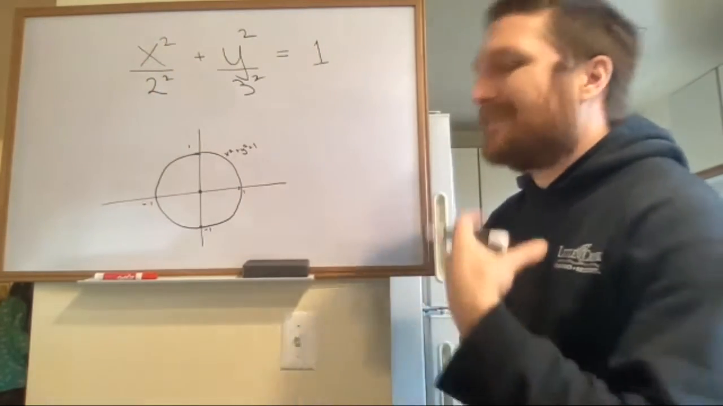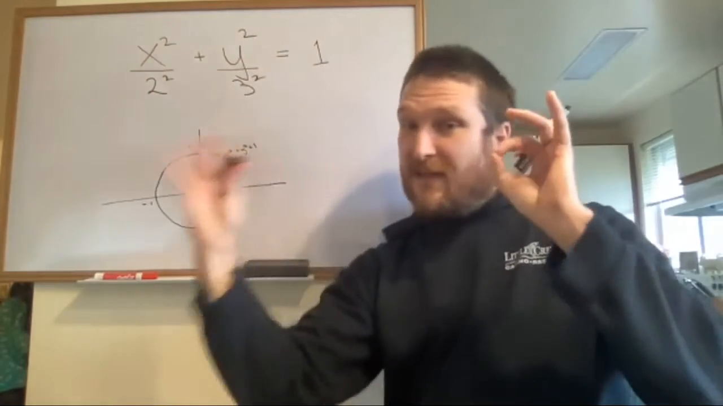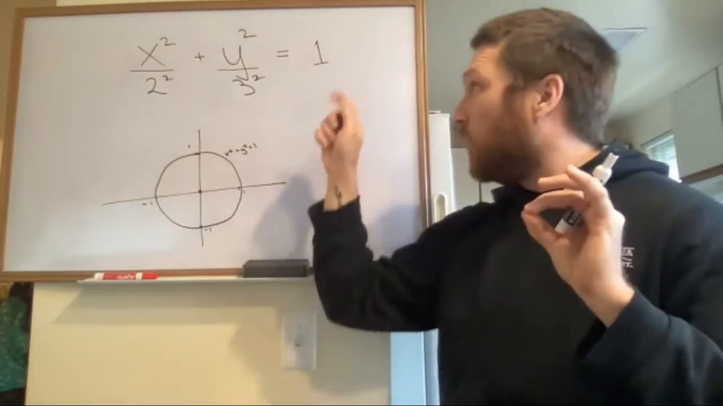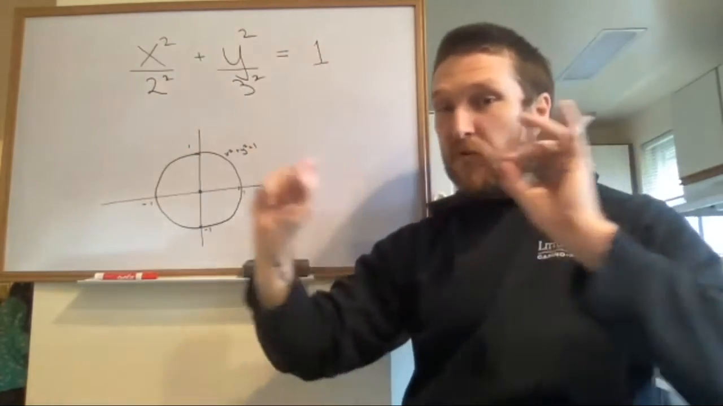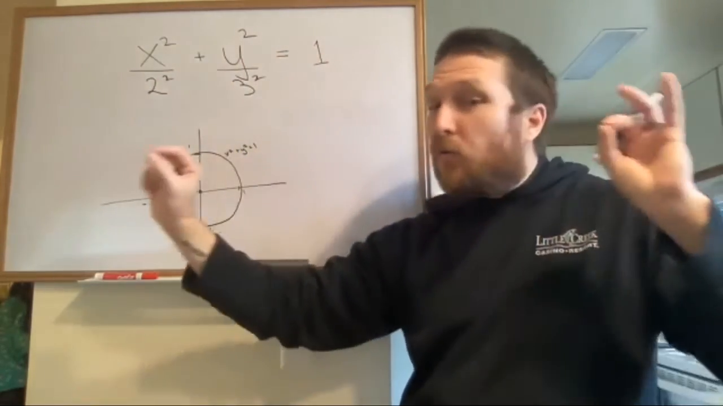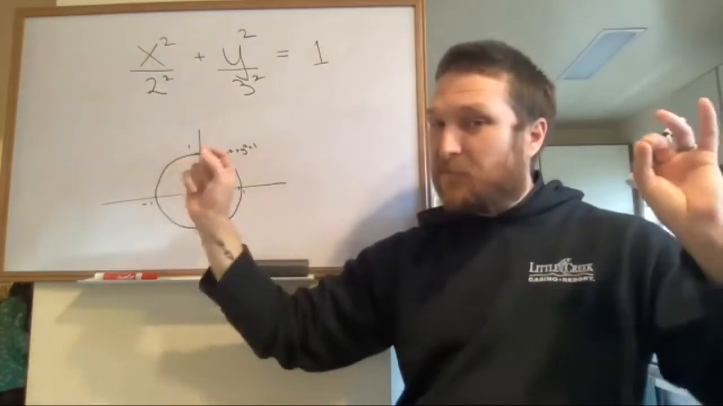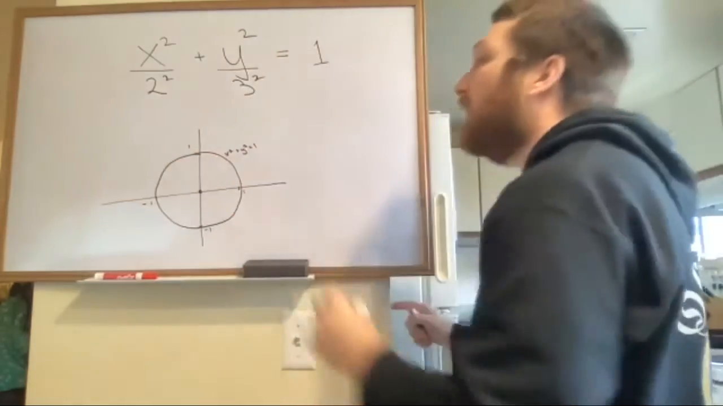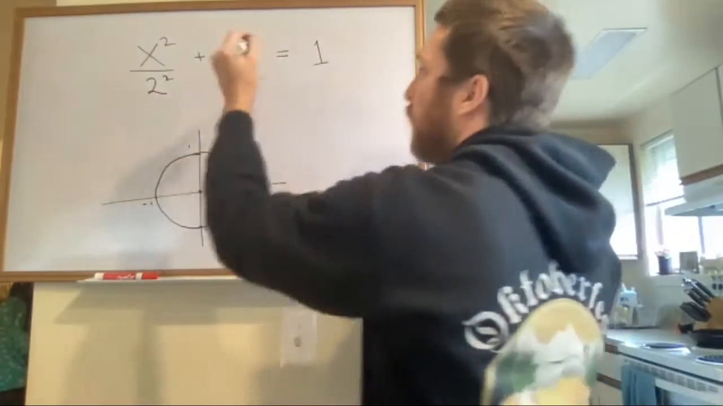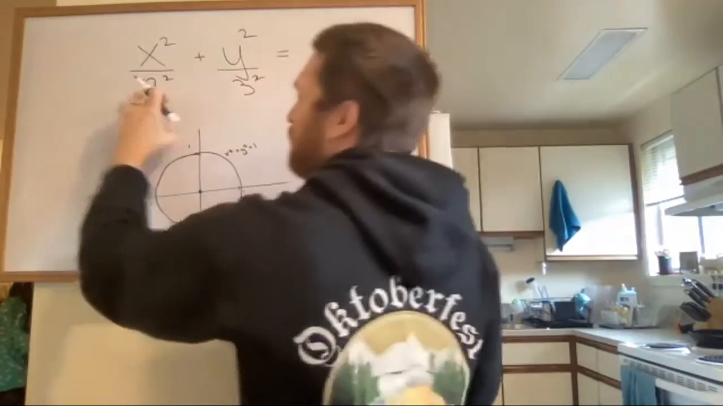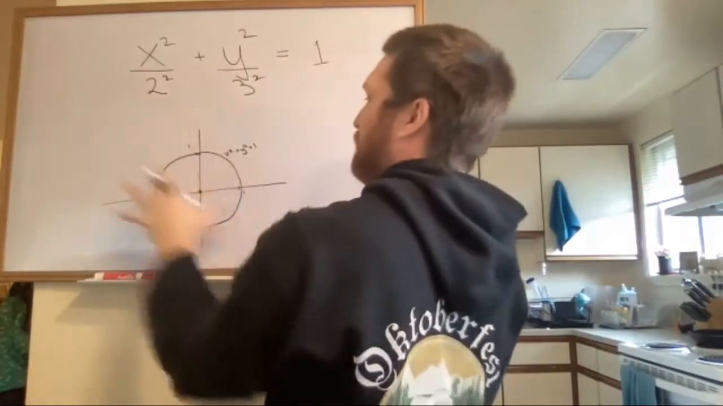Y equals 0, because if you're on the x-axis, that's what we're asking. Where does this thing go through the x-axis? The only way you could go through the x-axis is if your y value is equal to 0. So let's do that. I'm going to plug in a 0 for y, and I'm going to do this over here because I'd like to keep this picture right here.